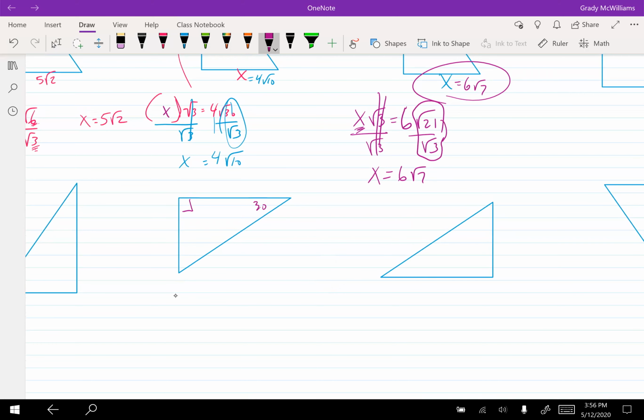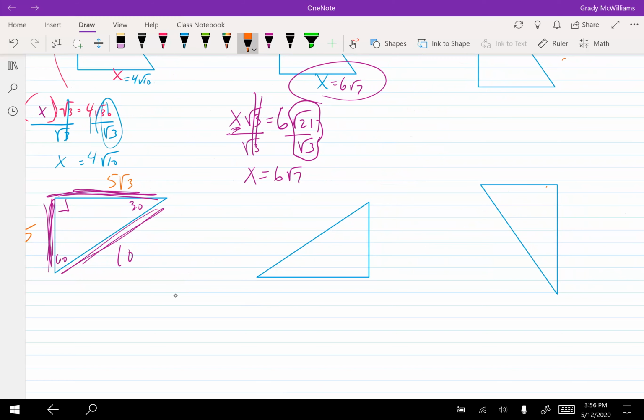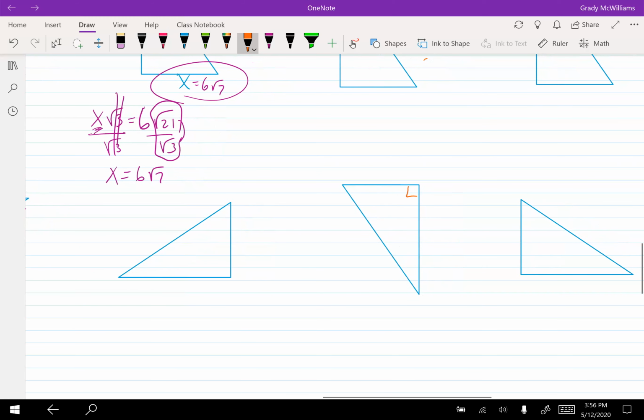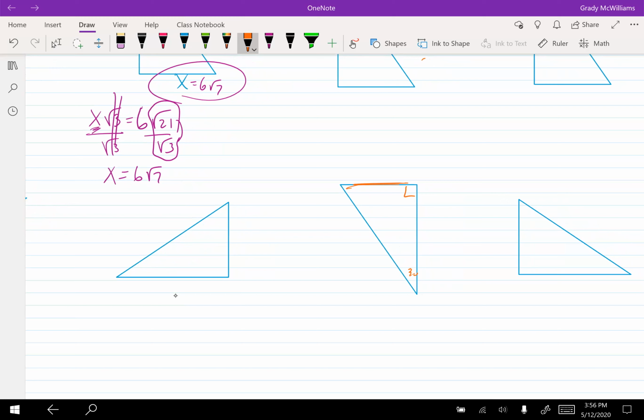So just pay attention to where your 30, 60, and 90 are. Remember, across from the 30 is the shortest leg, across from the 60 is the longer leg, and the hypotenuse is always across from the right angle. If this was told to you, the hypotenuse is twice the shortest leg, so that's got to be 5, and this has got to be 5 square root of 3. If I rearrange them in different orders, let's say this one over here is the short leg, that means this one's going to be 30, this has got to be 60.